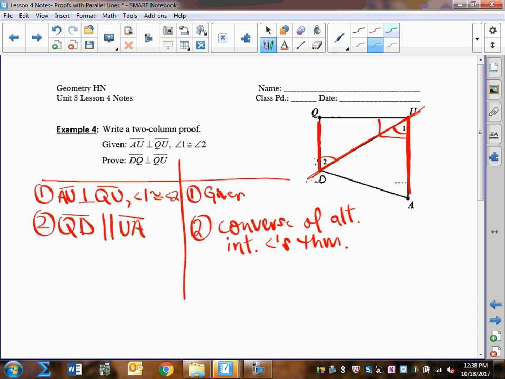Alright, now from here, we have a couple of routes we can take. So I want you to now talk with someone nearby you, whether it's next to you, behind you, or in front of you, as to what we can do next. How can we go from here to our final proof statement, whether it's a few steps or just one step, what can we do?